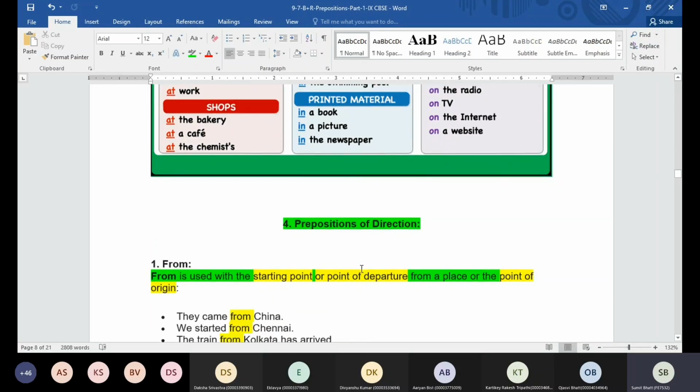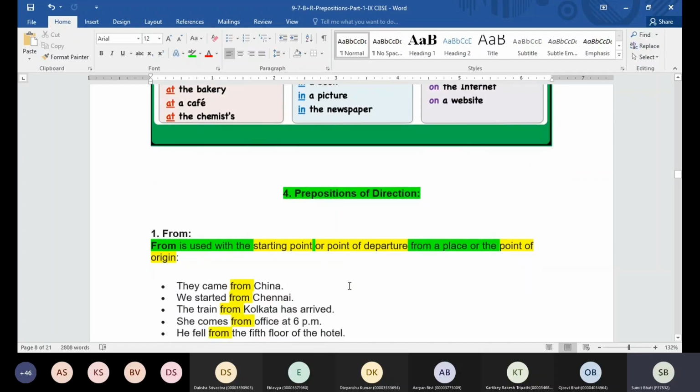Okay, so we use from to indicate the starting point or point of departure, from where the thing started, or we can say the point of origin. To denote that, we are going to use the word from. Like they came from China, so we know the starting point was China. We started from Chennai, so we know the starting point was Chennai. The train from Kolkata has arrived, so we know Kolkata was the starting point.